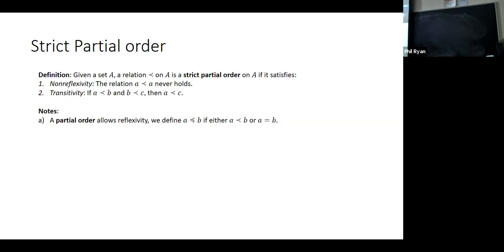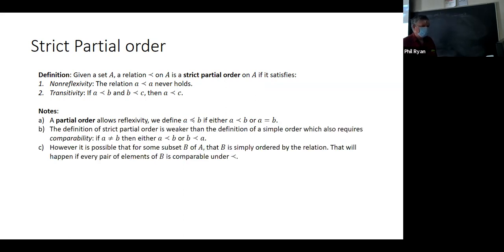So whereas the less than is a strict partial order, less than or equal to is a partial order, because either A is less than B or A is equal to B. So it's weaker than the definition of a simple order. Remember, in a simple order, you also have to have comparability, so that if A doesn't equal B, you have to have A less than B or B less than A. So that's where the partial comes from. Partial because only some of the elements are comparable.